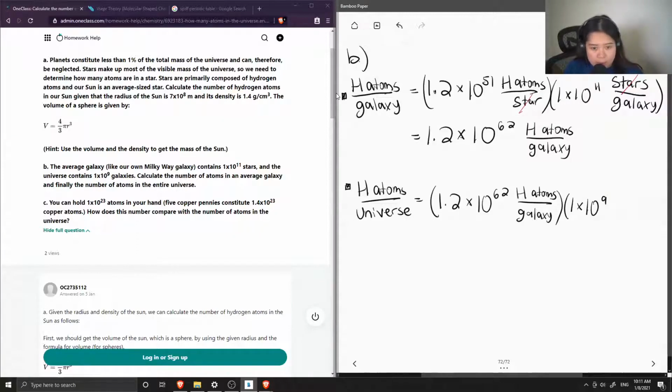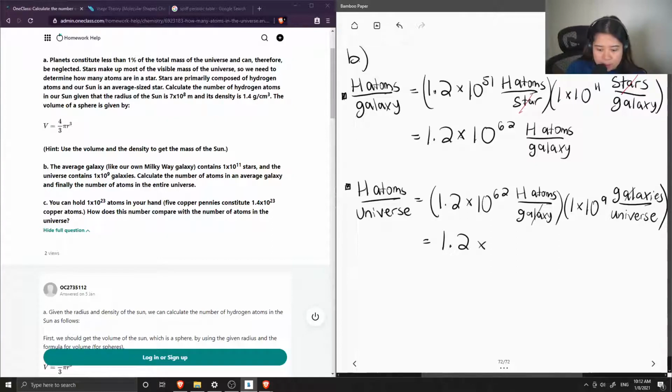And this is galaxies per universe. So now our unit for galaxies, I guess, will cancel out. And if we multiply the two, we have 1.2 times 10 to the 71 atoms per universe, which is a lot.